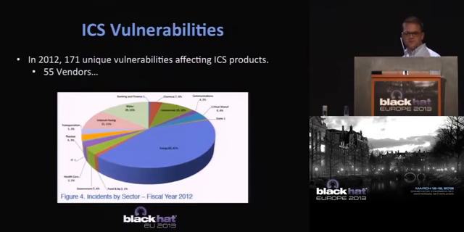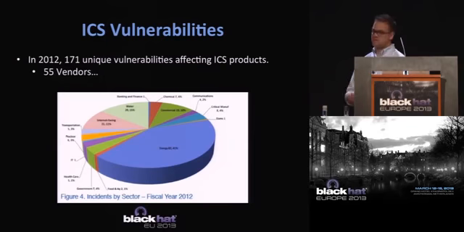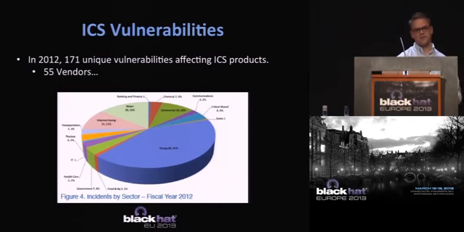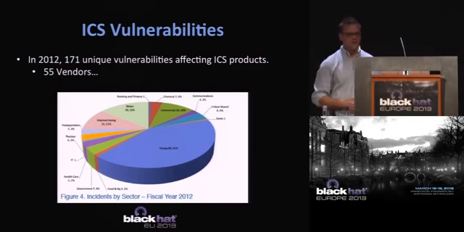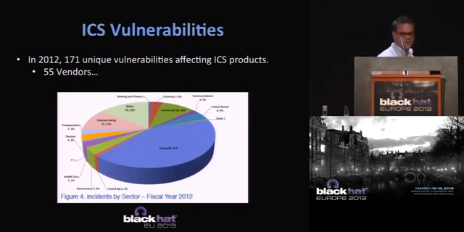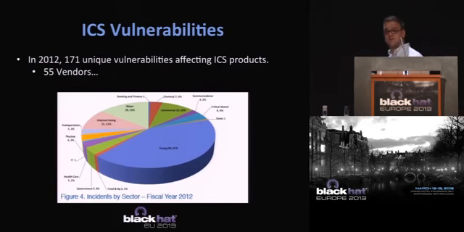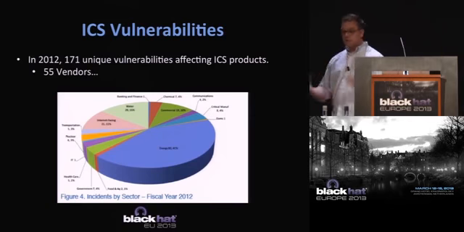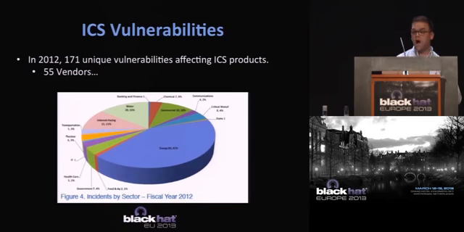As I discussed earlier, there are some ICS vulnerabilities. This isn't a new topic. In 2012 alone, there were 171 unique vulnerabilities affecting ICS products. There were 55 vendors in total that were affected. It's an interesting statistic. And on top of that, 26% of those vulnerabilities revolved around internet-facing infrastructure and devices. And included in that 26% was water. You'll understand the significance behind why I mentioned water in just a couple minutes.